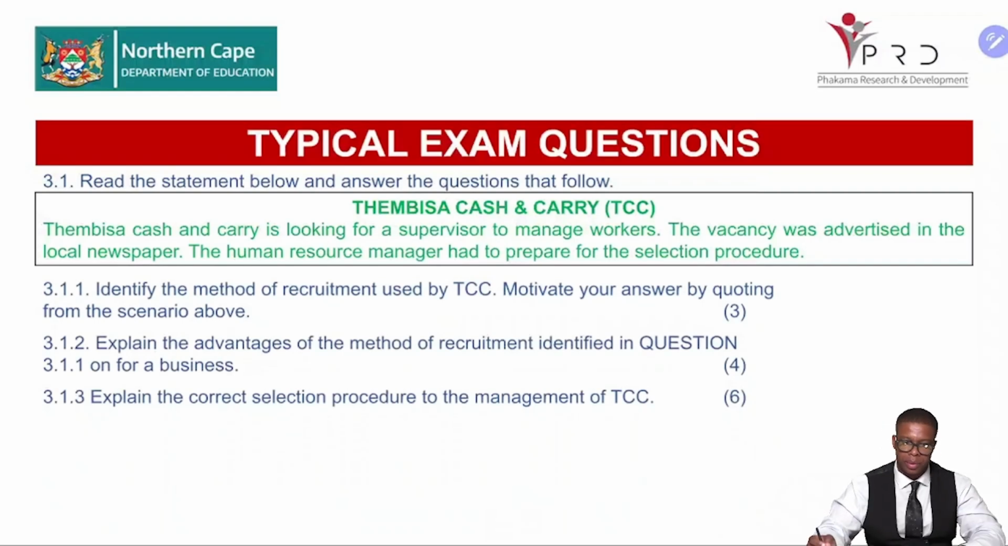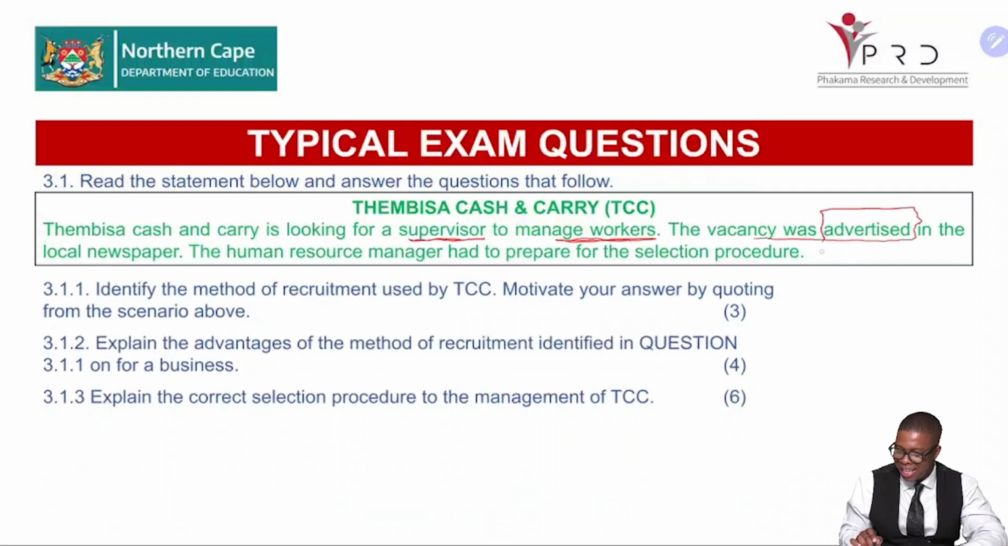Welcome back. Now, let us look into the scenario again. Tembisa Cash and Carry is looking for what? A supervisor to manage workers. Okay. The vacancy was advertised. Advertising means it was posted somewhere. And where was it posted? Where was it advertised? In the local newspaper.